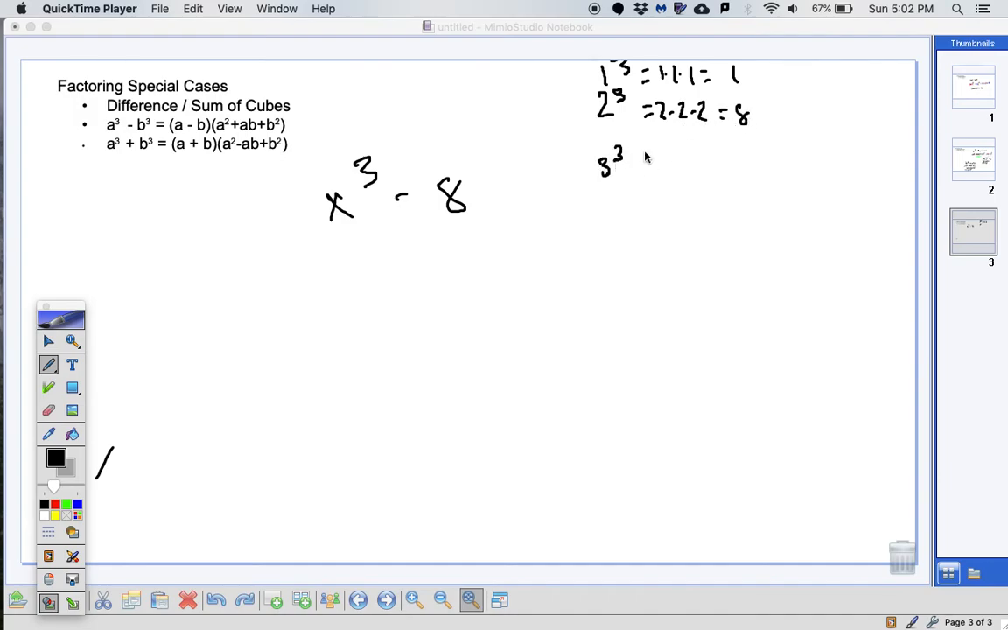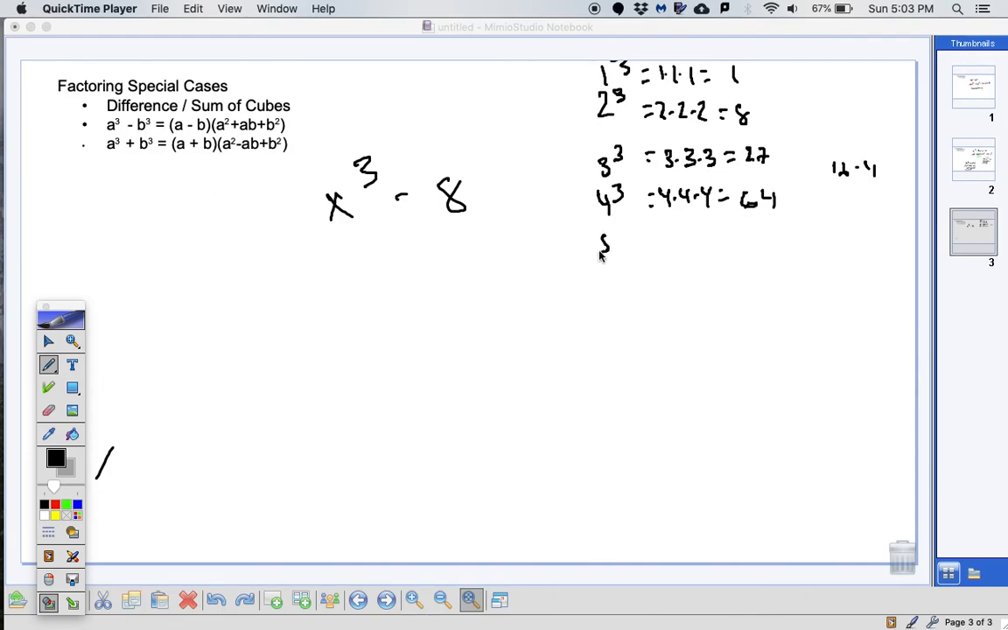And 3 cubed would be 3 times 3 times 3. 3 times 3 is 9, times 3 is 27. And then these start getting real big real quick. 4 cubed would be 4 times 4 times 4. 4 times 4 is 16, times 4, 16 times 4 is 64.